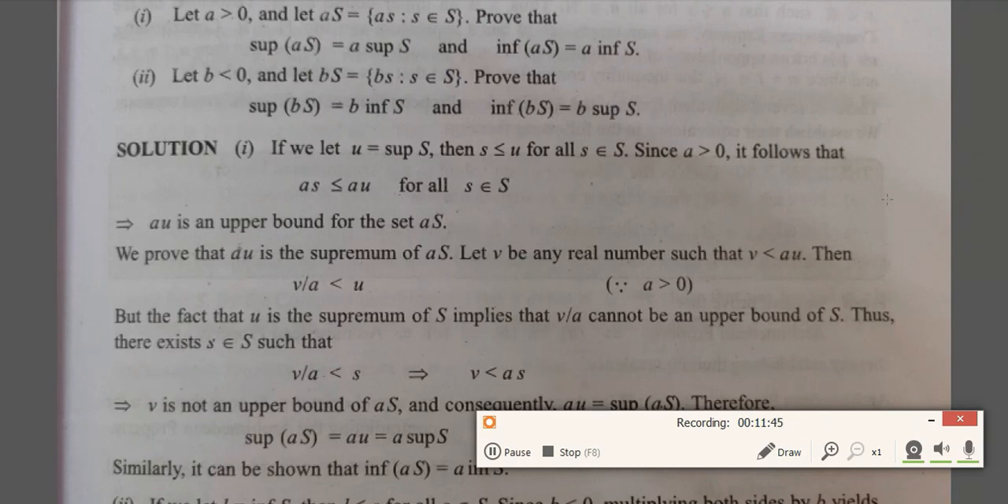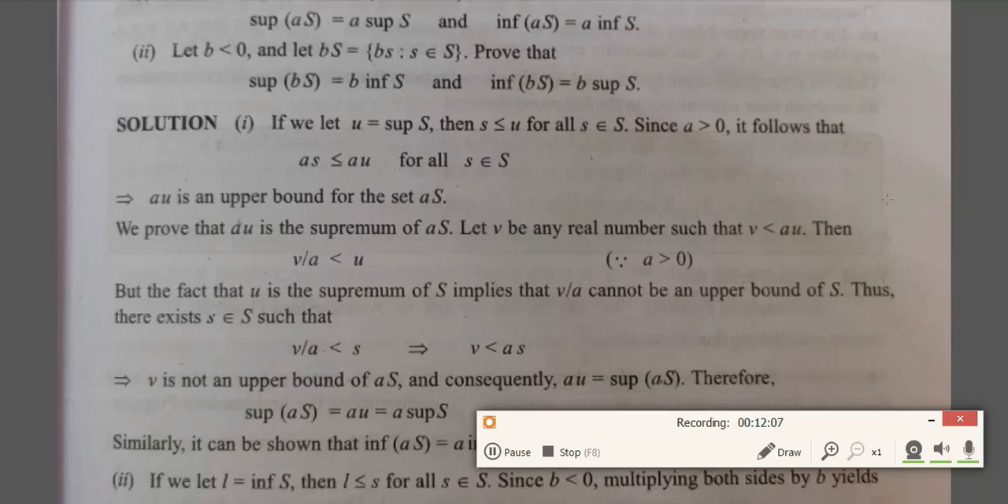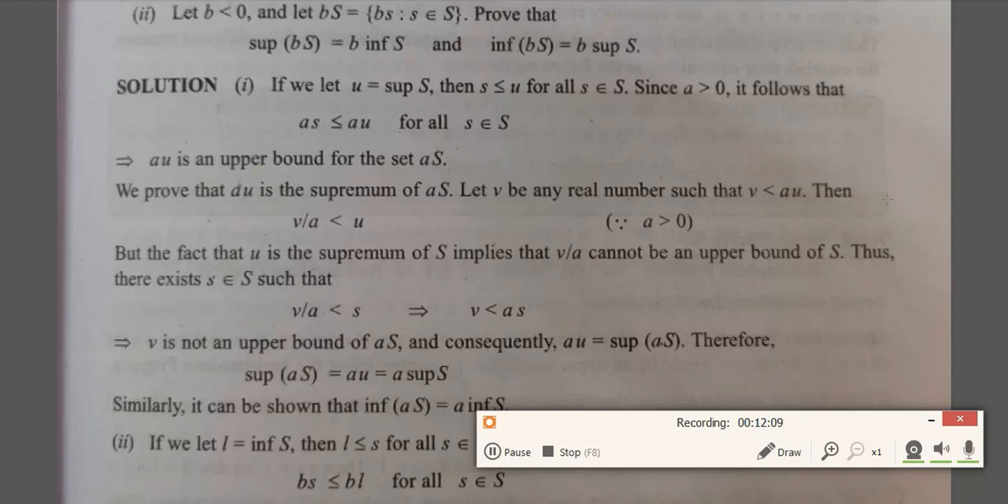So let v be any number such that v is less than au. So v by a is less than u. So v by a now cannot be an upper bound of S since u was the supremum of S. So there exists some number s in the set S such that v by a is less than s. That is, v is less than as. So v is not an upper bound of this set aS. So thus we get au is the supremum of aS. Therefore the supremum of aS is a times the supremum of S.